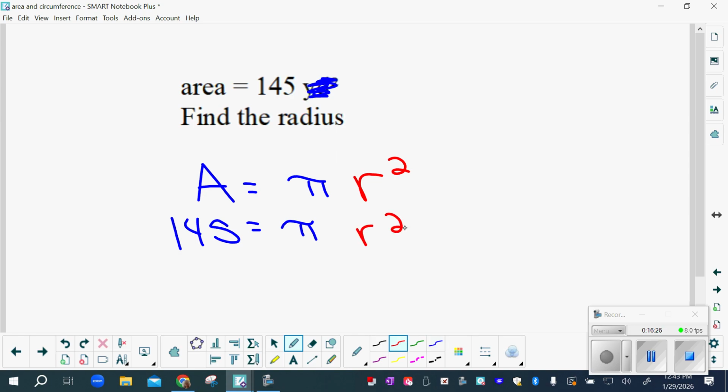Watch what we're going to do. You're going to love this part. Are we good? I'm looking at everyone's eyes. Yep. Okay. I want to get this R guy by himself. So what do I got to get rid of? I got rid of that stupid pi. We know how. We're going to divide by the goofy pi. Divide by the goofy pi. Could you please do that on your calculator for me?